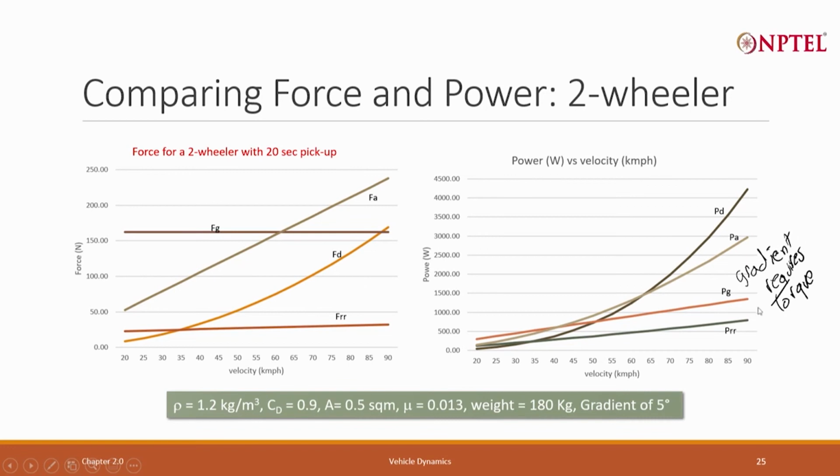This is what you can see at 90 kilometer per hour. My drag is approximately 4.5 kilowatt. I will require acceleration of approximately 3 kilowatt, and I will still require rolling resistance of approximately a kilowatt. So I suddenly require about 8-9 kilowatt at 90 kilometer per hour, if I want a little bit of acceleration to go up to that.